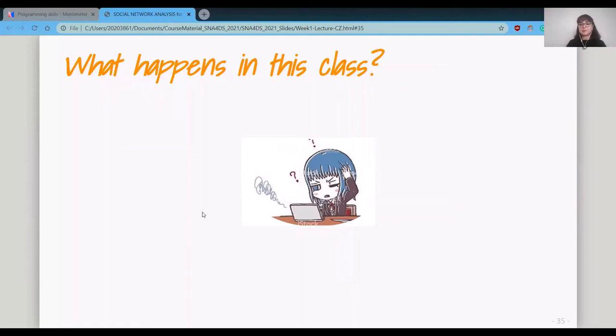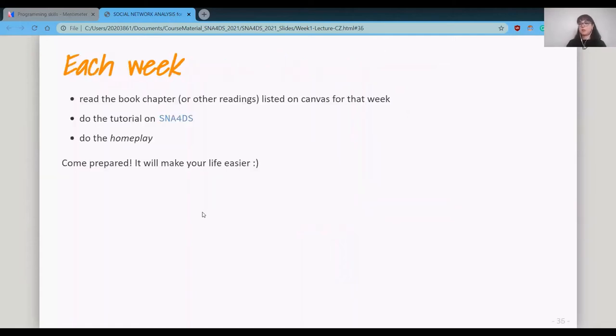What happens here? Each week you need to read a book chapter. Normally it's one book chapter or two small things. It's not a lot of reading. It's really not. But as Roger said already, please do it, because otherwise you will fall behind. And also if you do it, you're ready for the exam. So it's very convenient for you to do it.